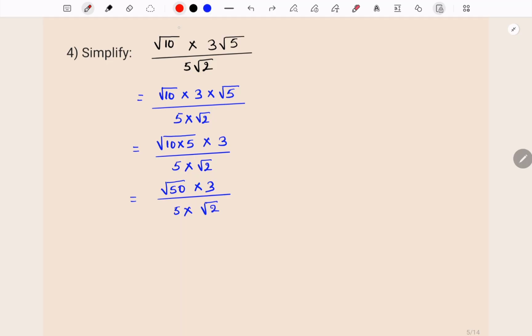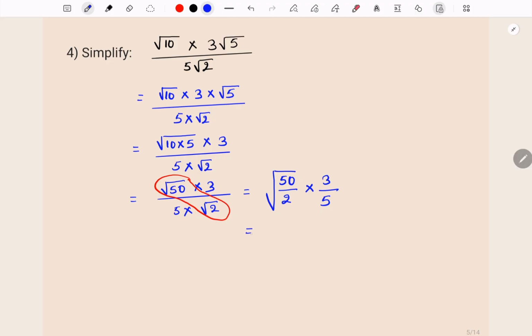Look carefully that here we are dividing two surds, right? So I can write it as square root of 50 over 2 multiplied by 3 over 5. I can carry this division operation under the same square root symbol using the laws of surds.